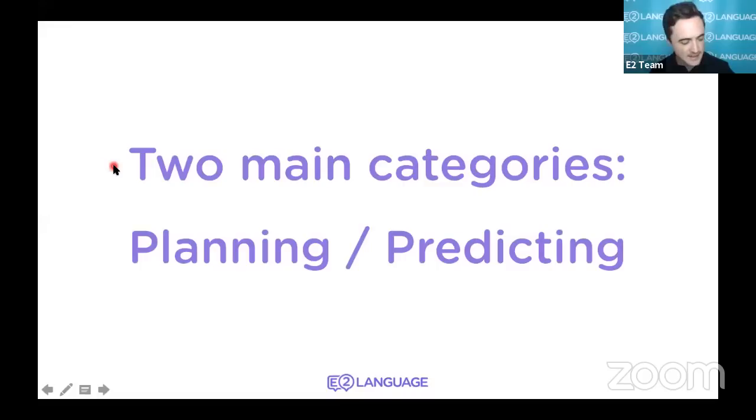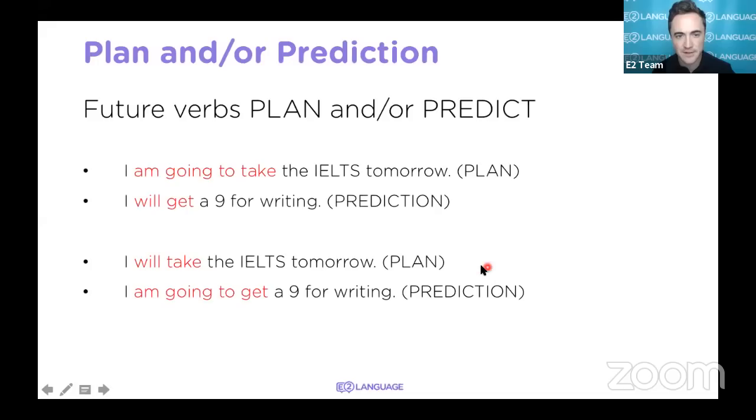What you need to understand with these future verbs is that there are two categories. They do two things. They have two functions. One is to show a plan, and one is to show a prediction. Okay, so they're used for planning in the future, and they're used for predicting events in the future. What do I mean by that? So future verbs to plan and or predict.